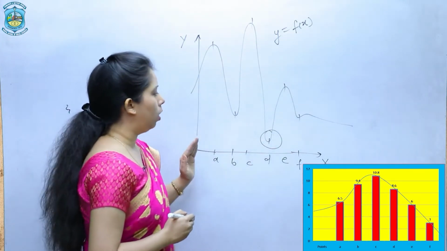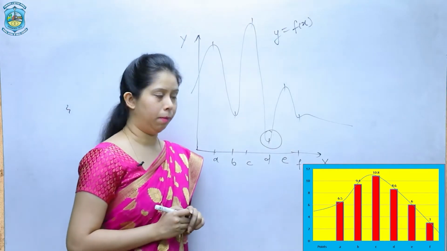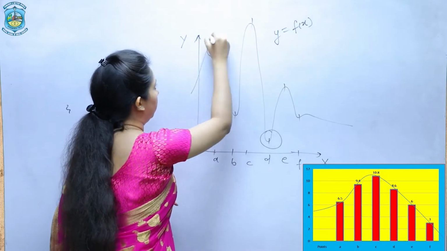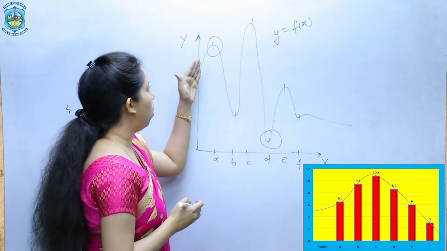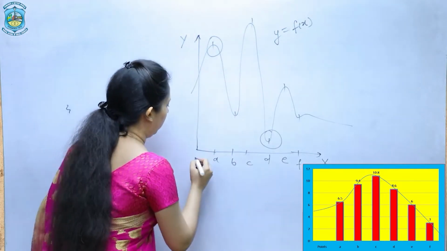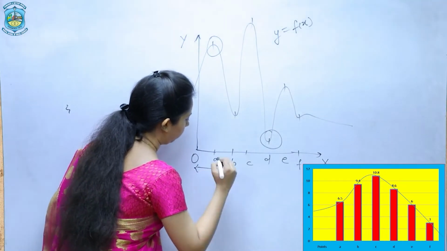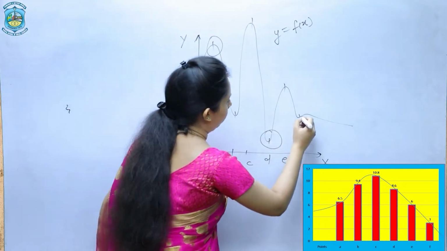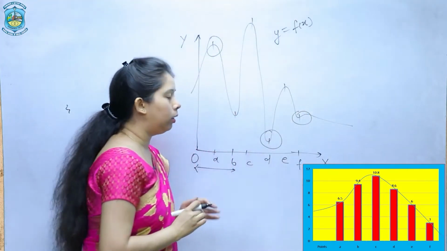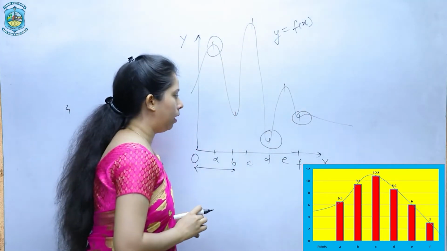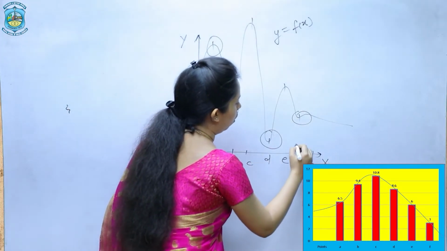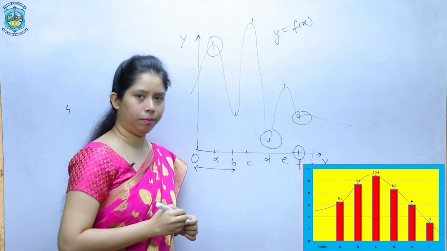Now talking about local maxima and local minima. So here the point A is the local maxima for the interval 0 to b, and the point F is not the lowest point in the graph, but for the interval e to g, F will be the local maxima of the function.